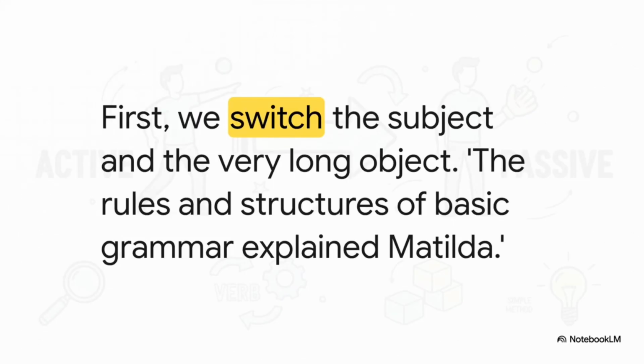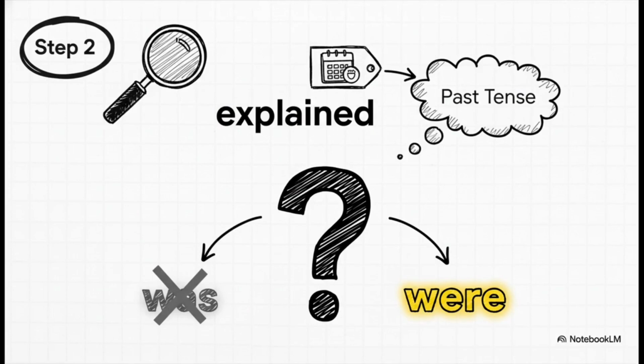All right, you ready to do this? Let's start the transformation. Step 1, we switch the subject, Matilda, with that big, long object. So now we've got the rules and structures of basic grammar explained Matilda. Okay, step 1 is done. Let's keep this train rolling. Now for step 2, adding that to be verb. But wait a second, we have to be careful here. Look at the original verb, explained. That ed ending tells us it's past tense. So we need a past tense form of to be. And in this case, we're going to use were.